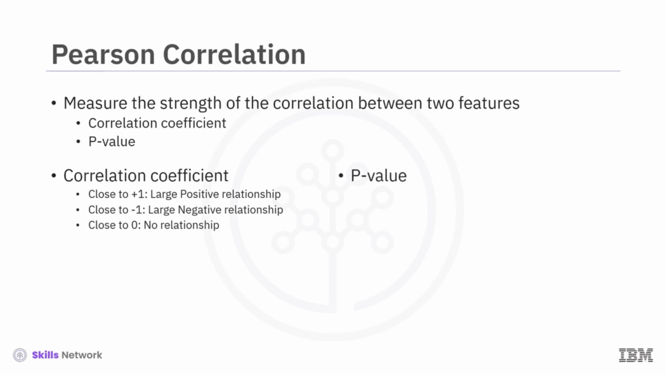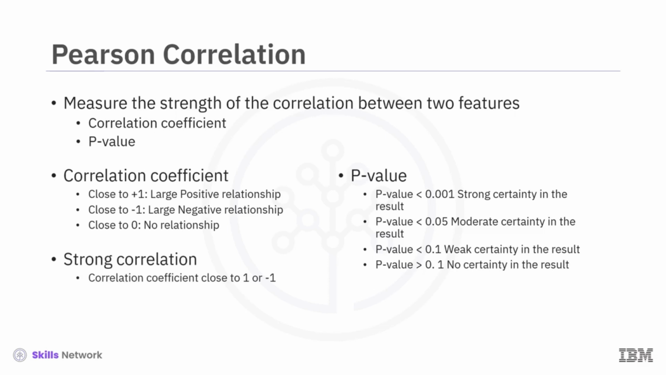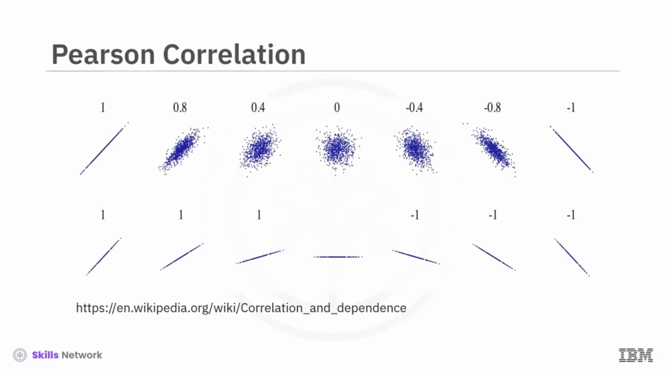Next, the p-value will tell us how certain we are about the correlation that we calculated. For the p-value, a value less than 0.001 gives us a strong certainty about the correlation coefficient that we calculated. A value between 0.001 and 0.05 gives us moderate certainty. A value between 0.05 and 0.1 will give us a weak certainty, and a p-value larger than 0.1 will give us no certainty of correlation at all. We can say that there is a strong correlation when the correlation coefficient is close to 1 or -1 and the p-value is less than 0.001. The following plot shows data with different correlation values.